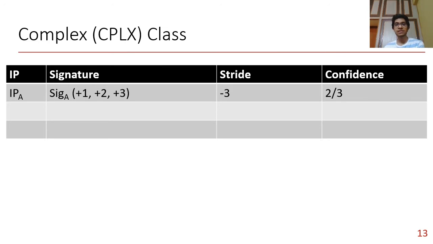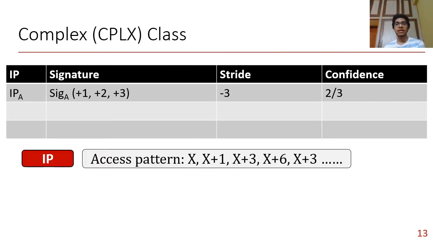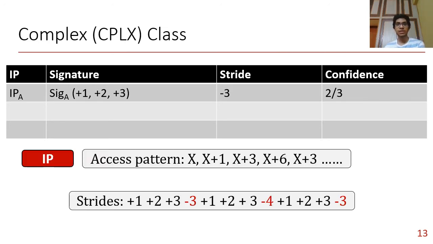Consider the following access pattern. It produces a stride pattern of +1, +2, and +3, and so on. The complex stride class is able to identify this pattern and prefetch the next access. Let's see how this works.